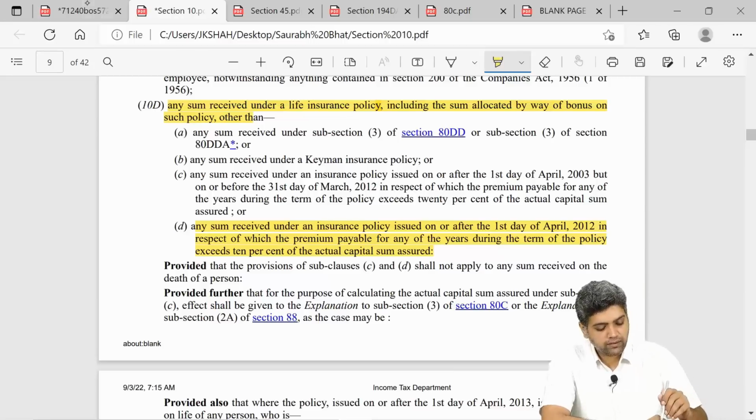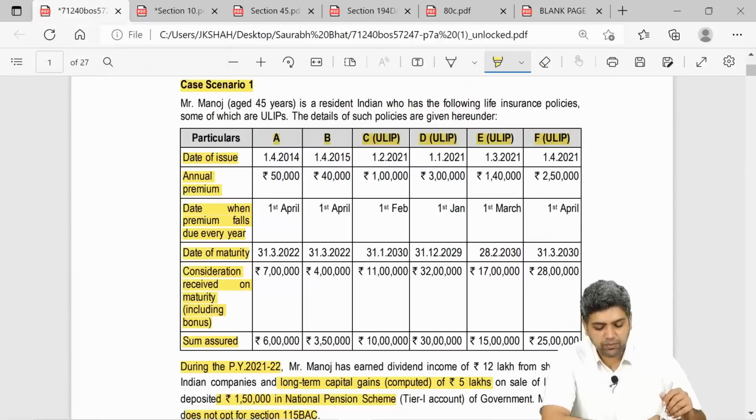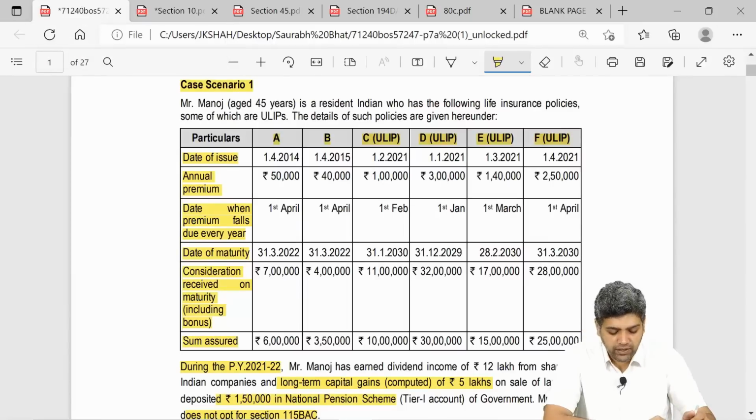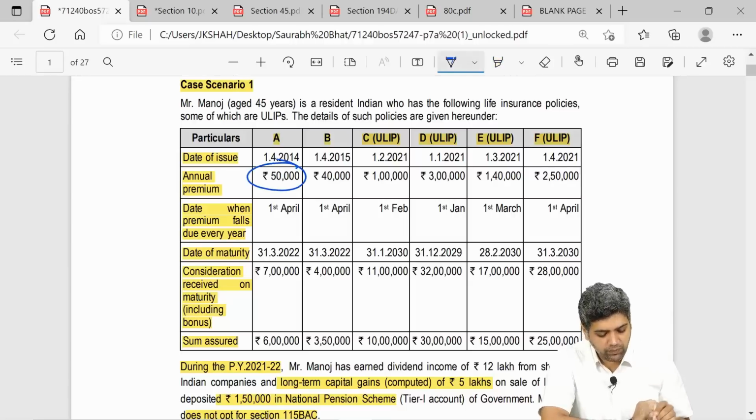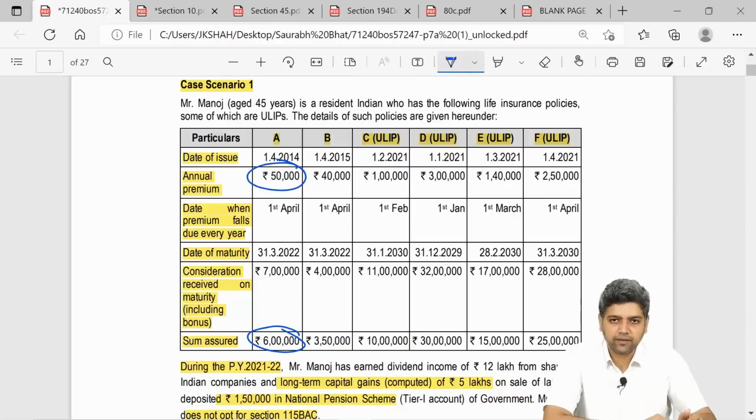So in case my premium exceeds 10% of sum assured, then the exemption of 10 clause 10D will not apply. So you look at policy number A. Policy number A, the annual premium is 50,000 rupees and the sum assured is 6 lakhs. So is it exceeding 10% of sum assured? Answer is no. 6 lakhs cut 10% is 60,000. This is below that. So policy A, since the premium does not exceed 10% of sum assured, exemption under 10 clause 10D is available.